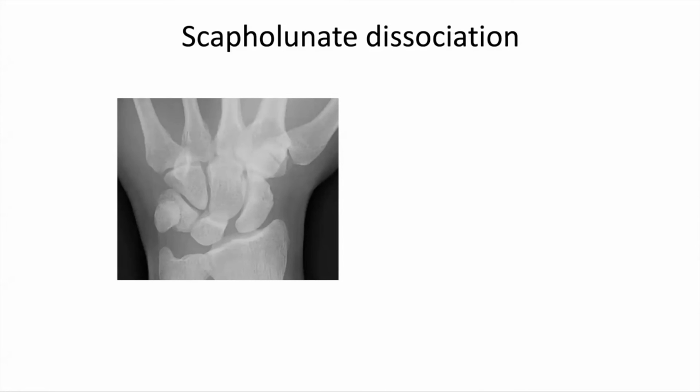So in this case, we're not seeing an associated fracture. It's just a soft tissue injury. But again, this is pretty debilitating. And this is an unstable wrist that will usually need operative fixation. And so again, if you're just looking at fracture lines, you could easily blow by this.